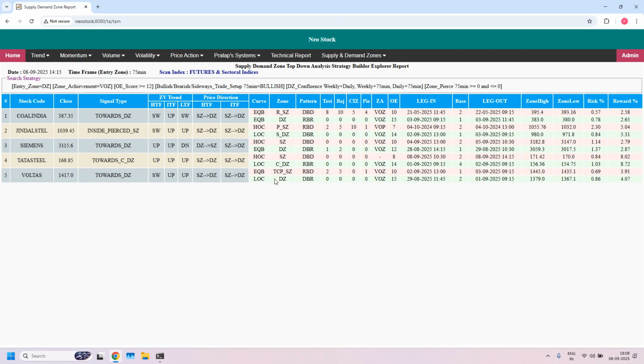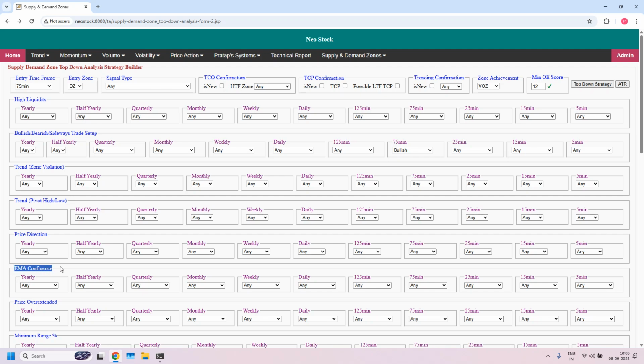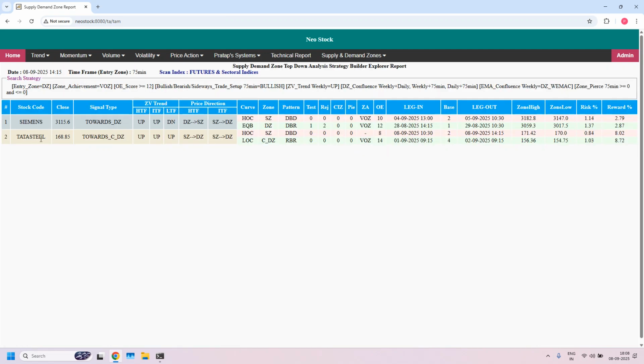In all the 5 stocks, these 75 minutes demand zones are overlapped with the daily demand zone, both together again overlapped with the weekly demand zone. And weekly trend is uptrend, only 2 stocks. Let us verify if these weekly demand zones have weekly EMA confluence. Weekly demand zone with weekly EMA. At the same time, trend on the weekly should not be sideways. It should be only uptrend because it is a bullish trade setup. Let's filter. Both these stocks having uptrend are filtered.